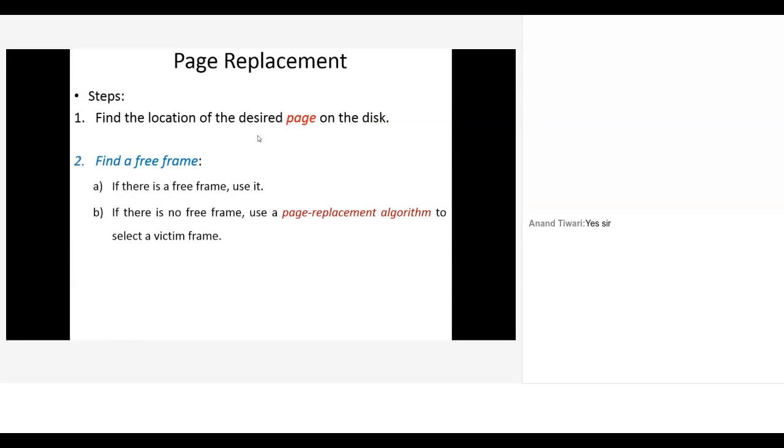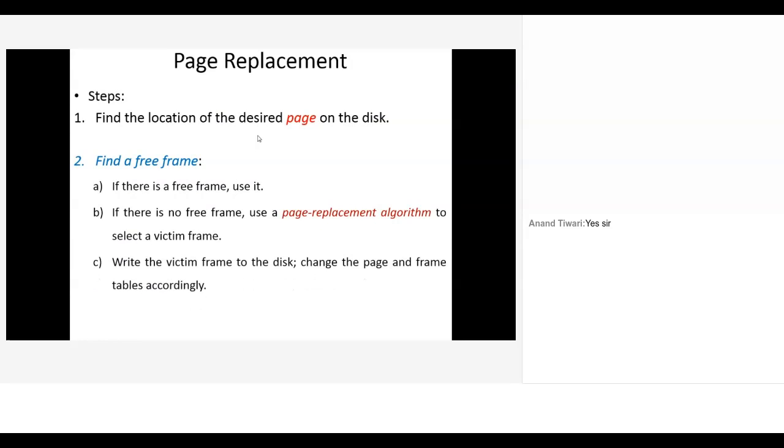So if there is no free frame, use a page replacement algorithm to select a victim frame. That means we use a page replacement algorithm that will help to select a victim, means on which basis you decide that this particular page is not required, so that you can send it back into the backing store. And then write the victim frame to the disk, and change the page and frame table accordingly.